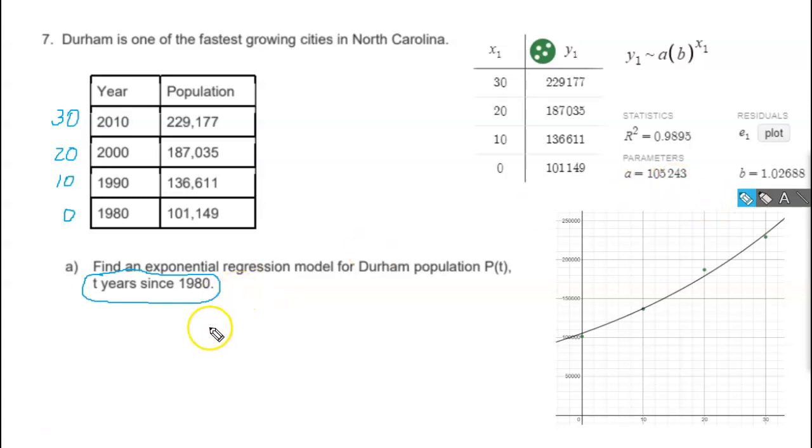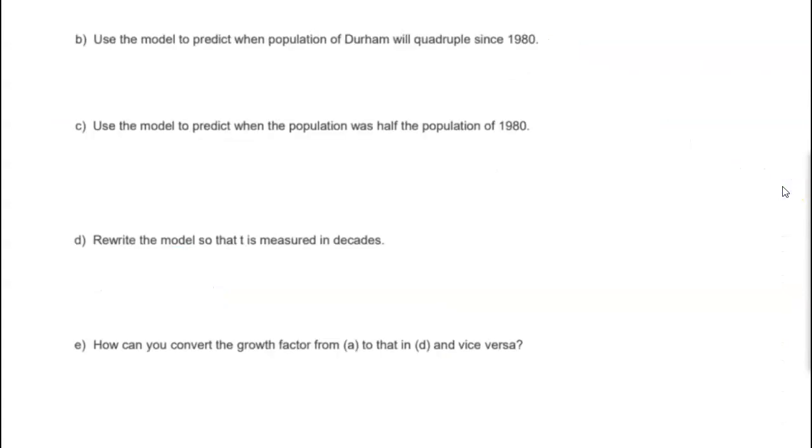So if I look at these numbers, what we came up with for our model is P of T is equal to 105,243 times 1.02688 to the T power. And that would give us our model for this situation. Now, use the model to predict when population in Durham will quadruple.